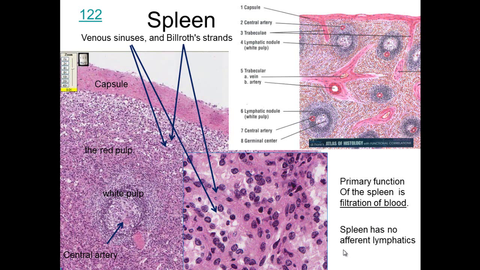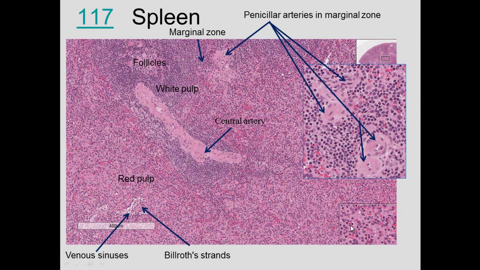The spleen has no afferent lymphatics either, because it's not cleaning lymph, it's cleaning blood. And here you can see the central artery and the periarterial sheath and a follicle, characteristic of the vasculature going into the spleen and being part of the white pulp, and this being the red pulp. In the red pulp, you have the Billroth strands or the splenic strands and the sinuses, and that's what we're seeing in here.